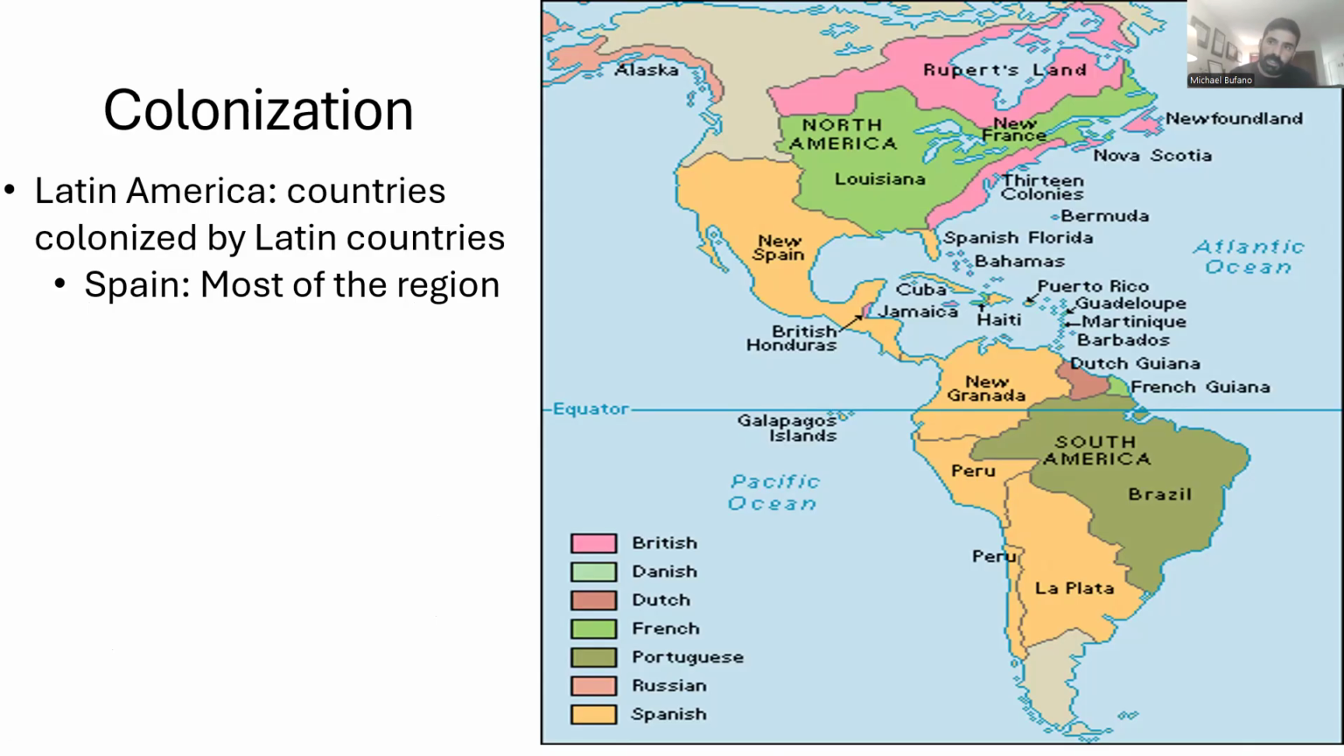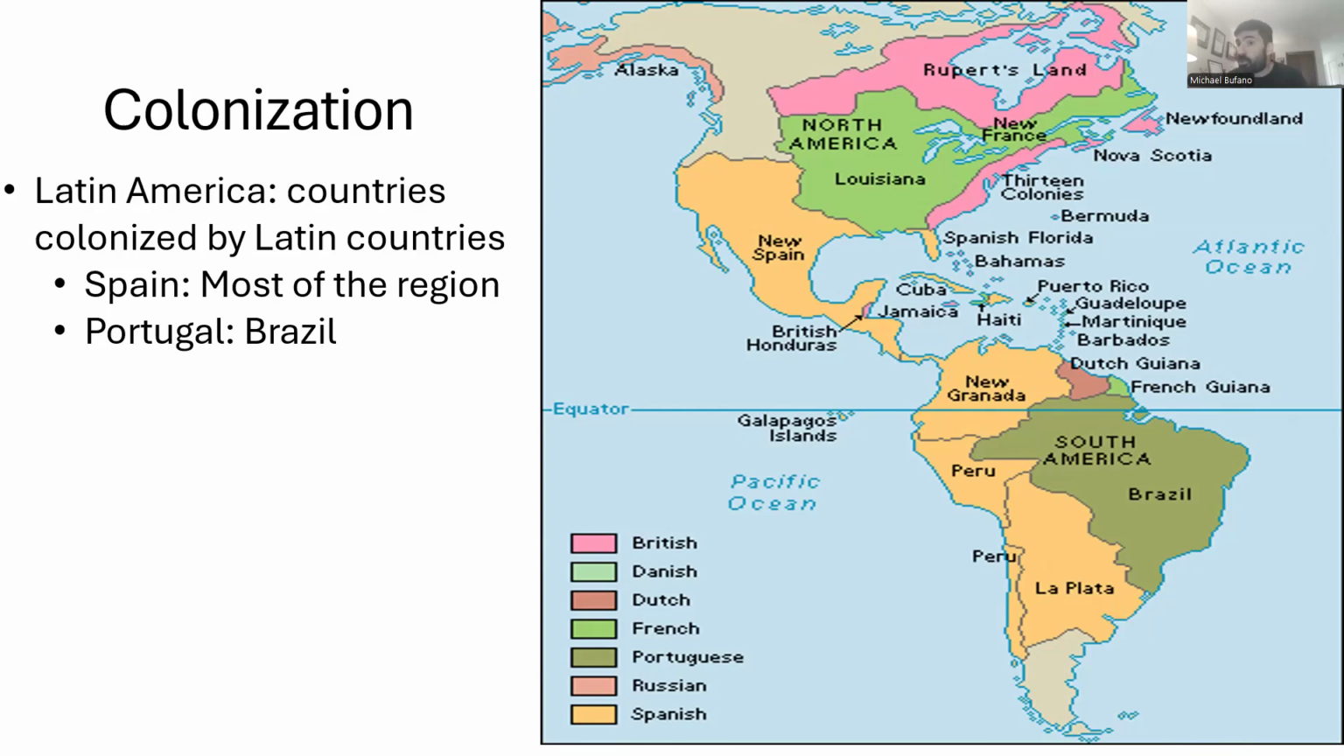Starting in 1492, the Spanish established this massive empire across Latin America and even included parts of what would become the United States, such as Florida, for example. So they established this massive empire. Countries like Mexico, Argentina, Chile, and Peru would become part of it. But they weren't the only colonizers here.